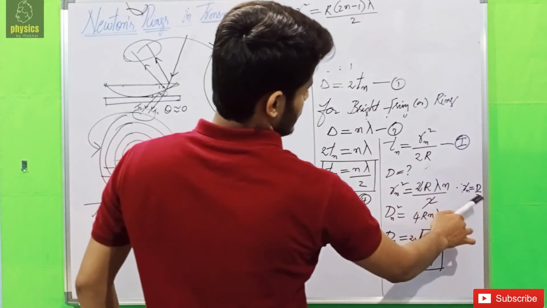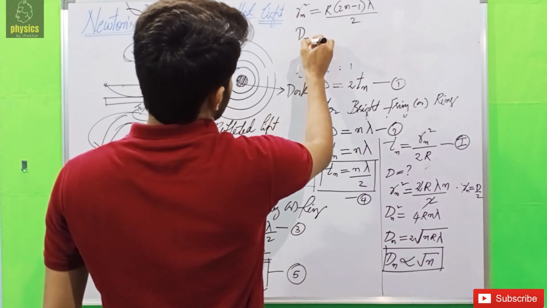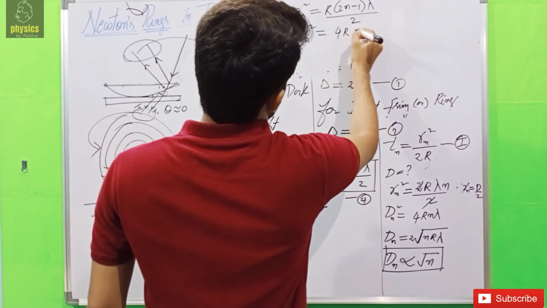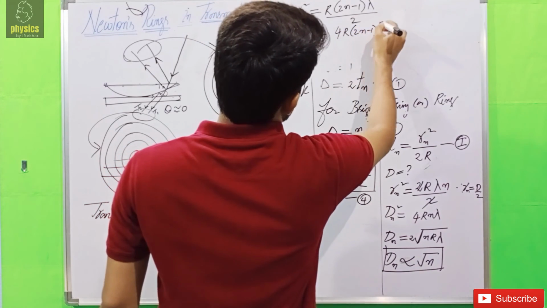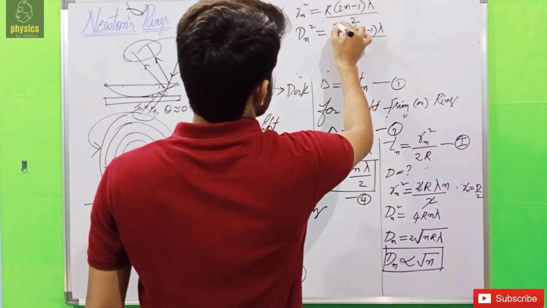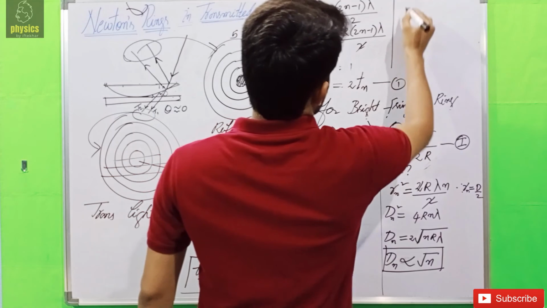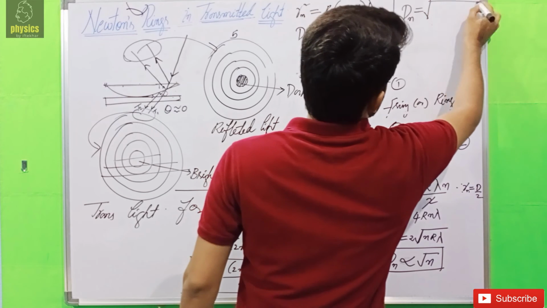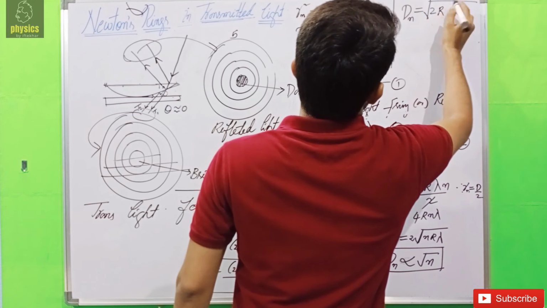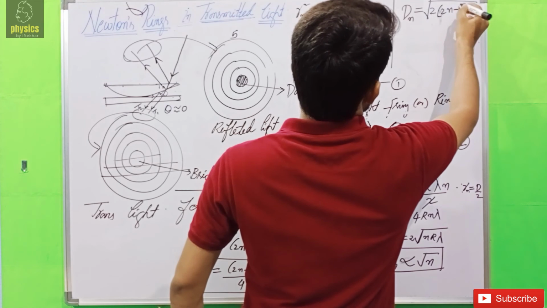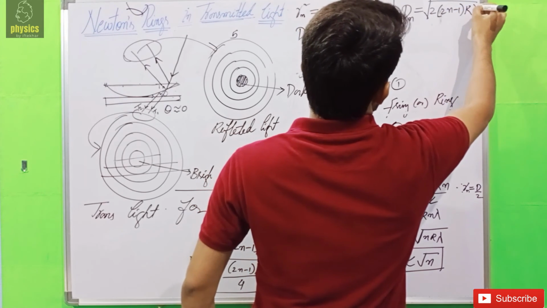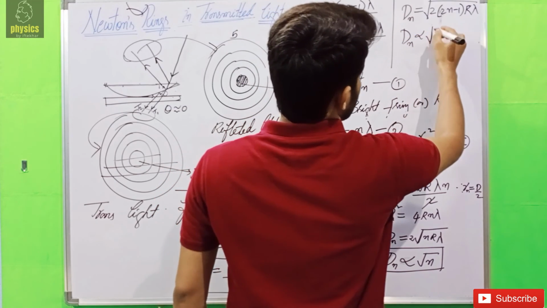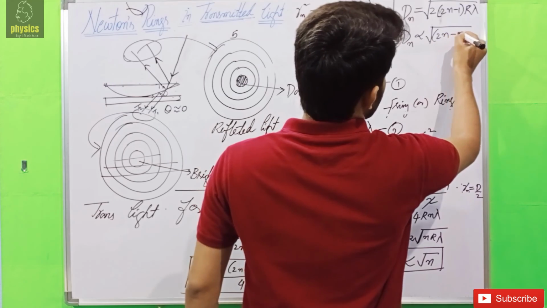So the diameter, if I use this relation, it will be D sub n square is equal to 4R (2n minus 1) lambda by 2. So this 2 will get cancelled out. And the final expression is something like this. It will be under root 2 times (2n minus 1) R lambda. So the relation is like this, under root of (2n minus 1).